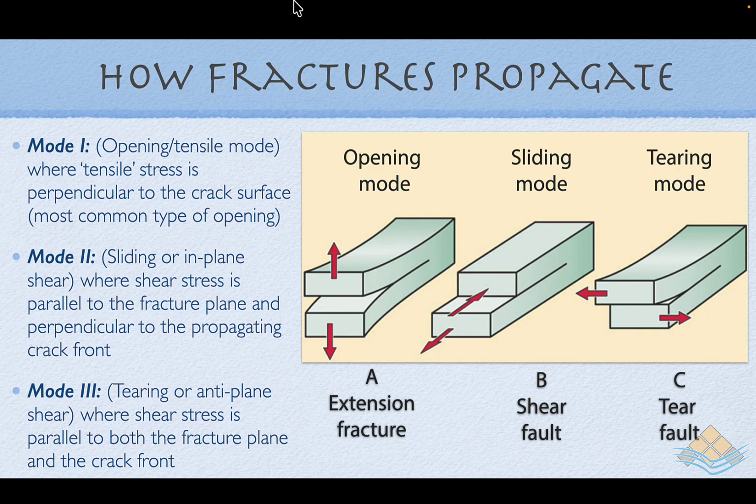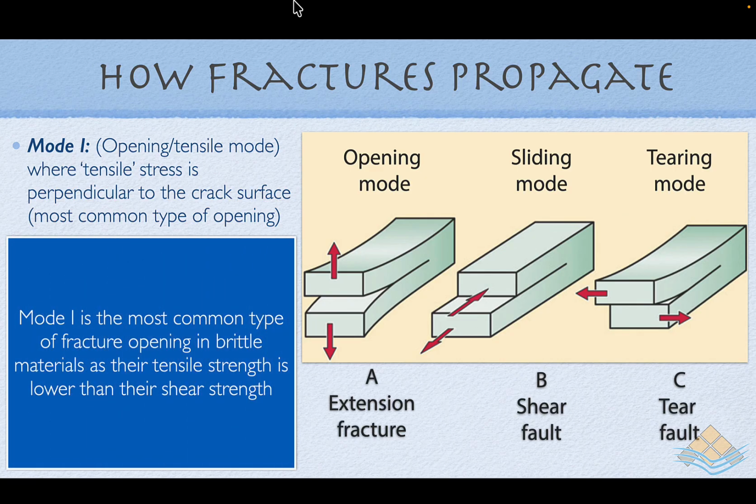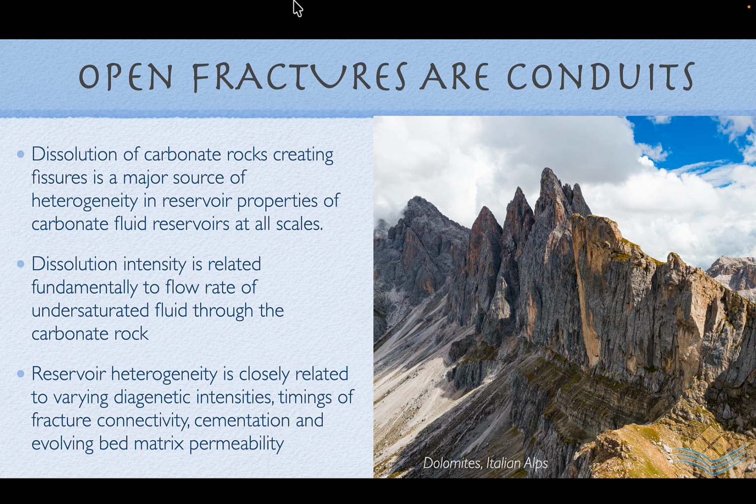Most of the time in the subsurface, in the brittle rocks that we're looking at as potential reservoir rocks, the carbonates, the limestones and the dolomites, Mode 1 is the most common type of fracture. In that diagenetic realm, the rock's tensile strength is lower than its shear strength. Once we have a fracture propagating in a rock, we have the potential to open that rock up to fluid flow and to join up any matrix porosity into a fracture-drained permeability. Open fractures in the subsurface in carbonates are fluid conduits.